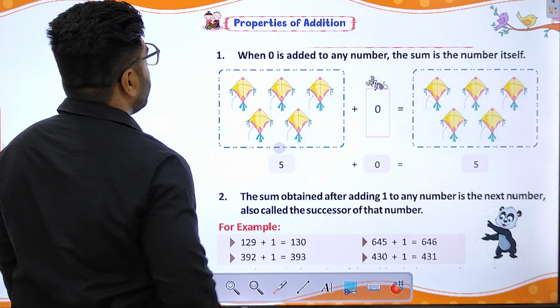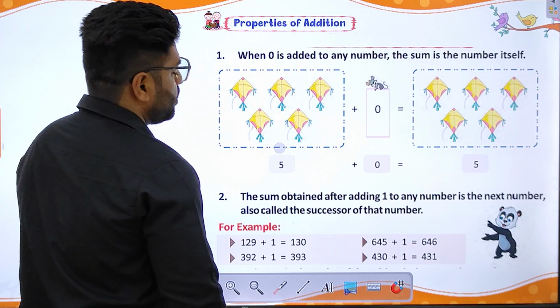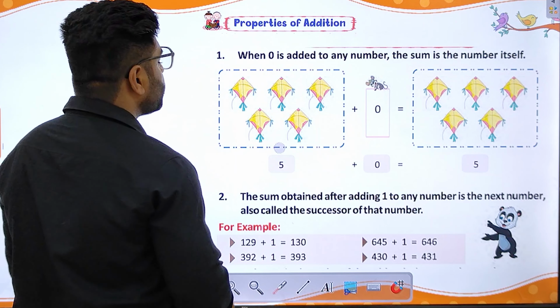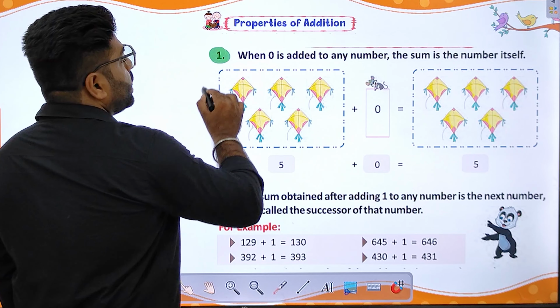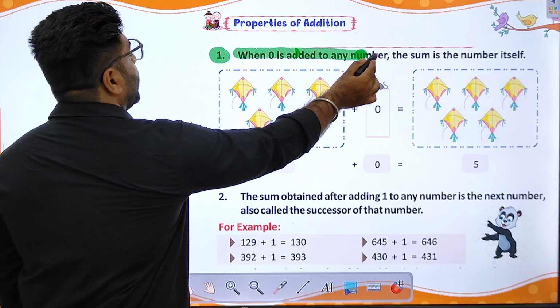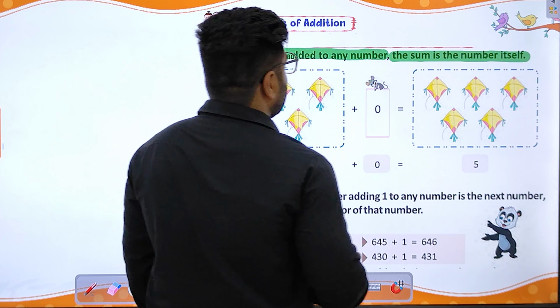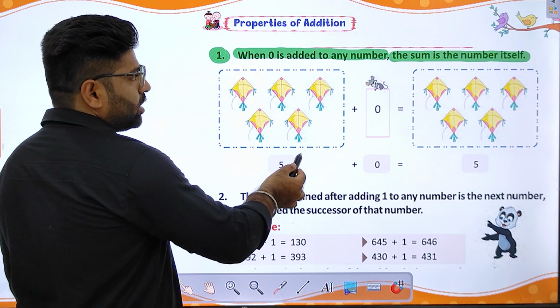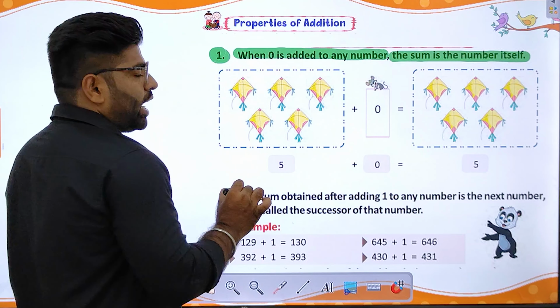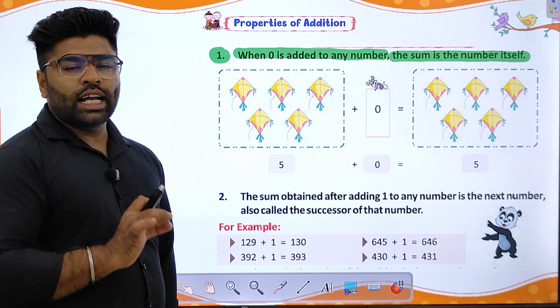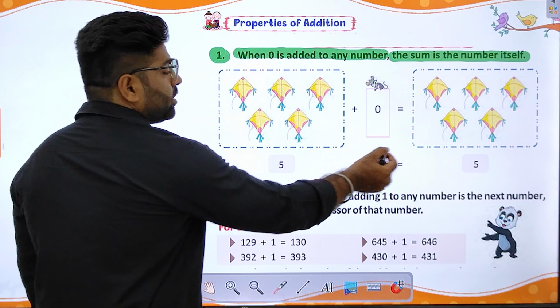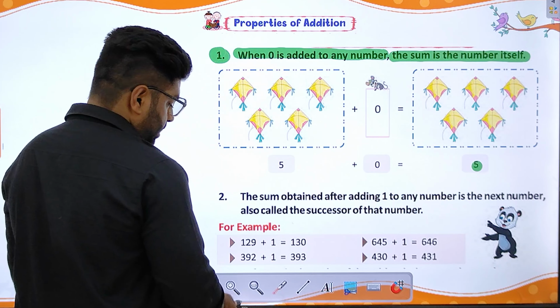Now move to our next part, that is properties of addition. Here we have the first property: when 0 is added to any number, the sum is the number itself. So here we are having 5 kites. We add 0, or no kites. So we have the same answer, just 5 kites.